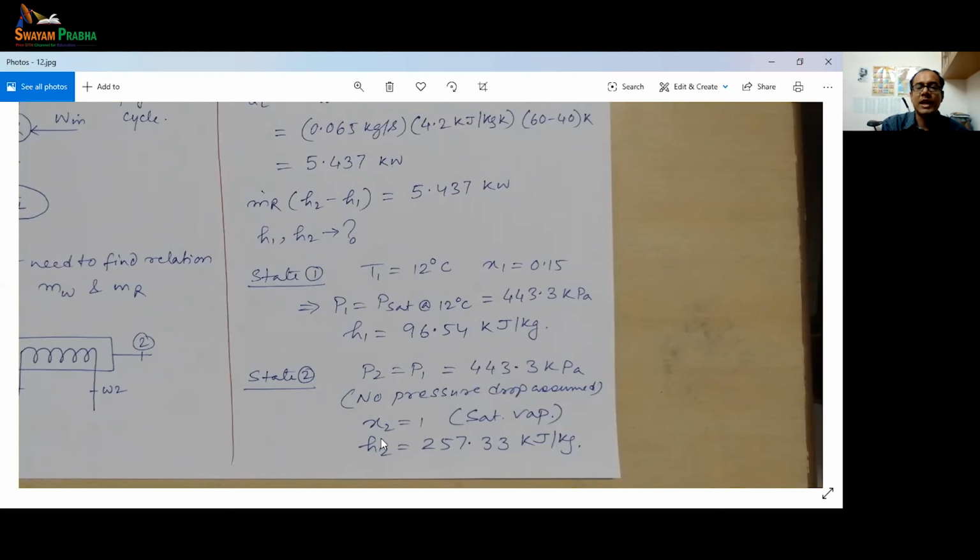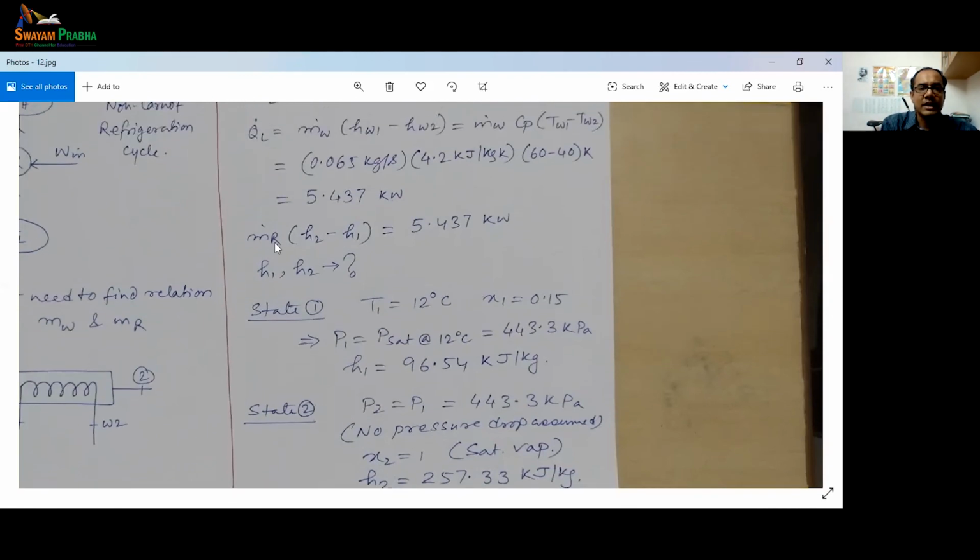So H2 will be nothing but Hg at this particular saturation pressure, 443.3 kilopascal, right? So H2 will be 257.33 kilojoule per kg. So now we know H1 as well as H2. So we can find what is the M dot R, because H1, H2 we know, and the right hand side Q dot L we know.